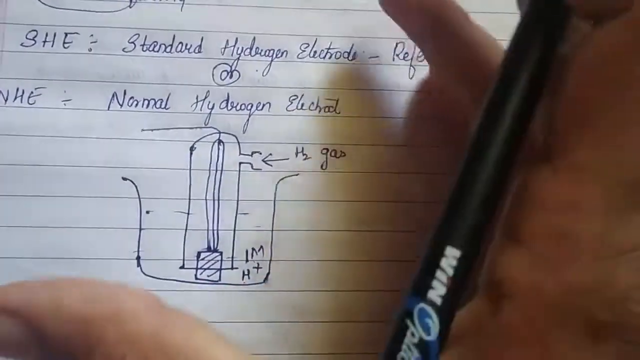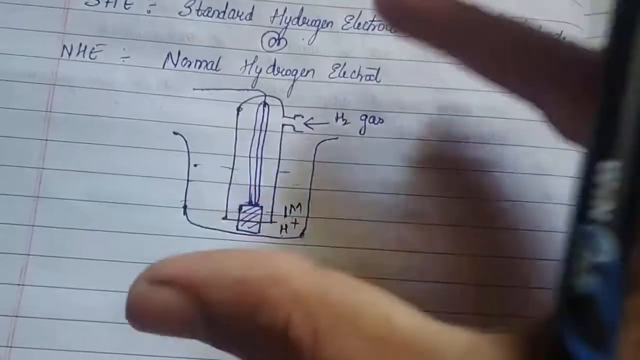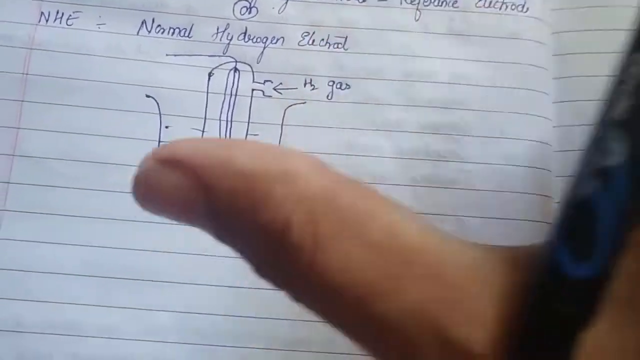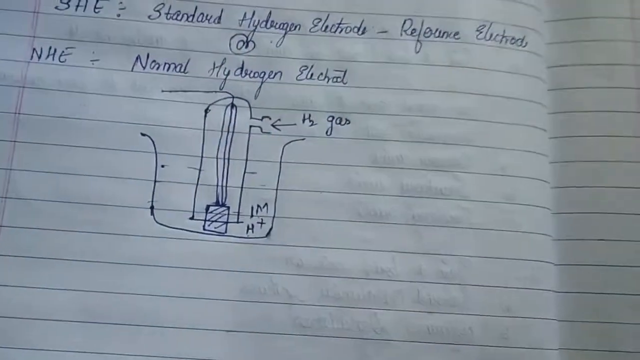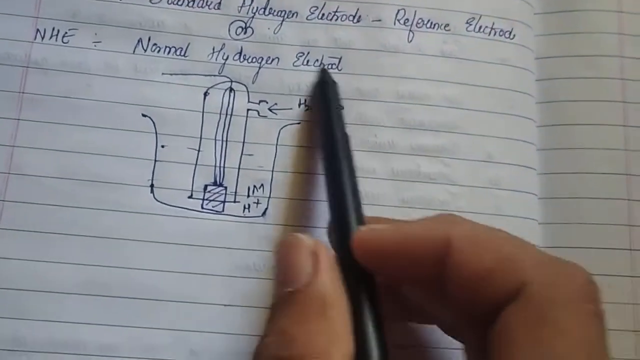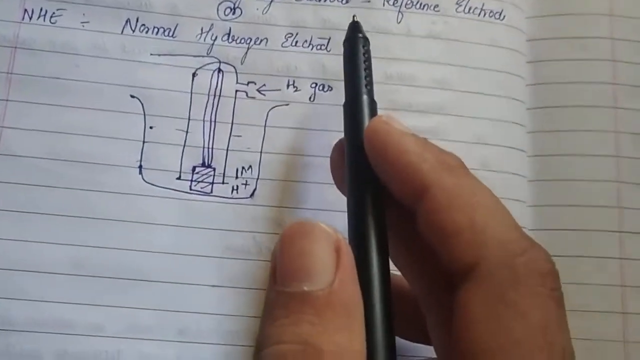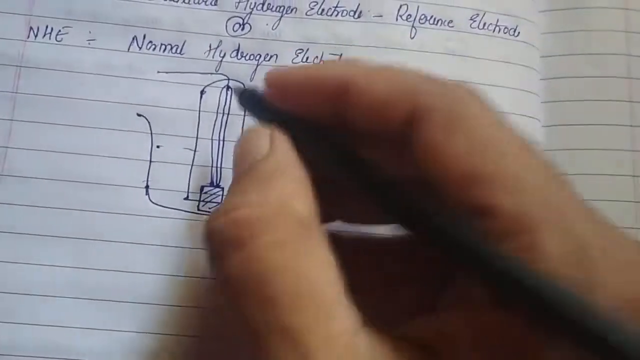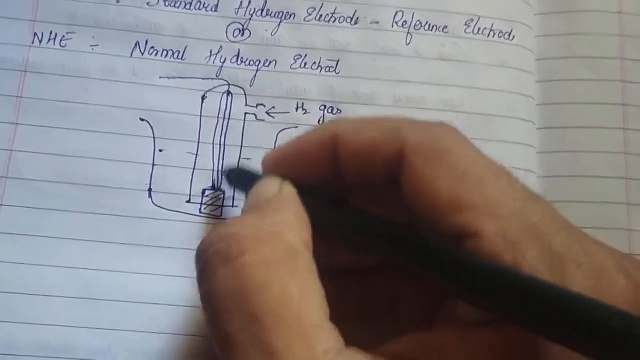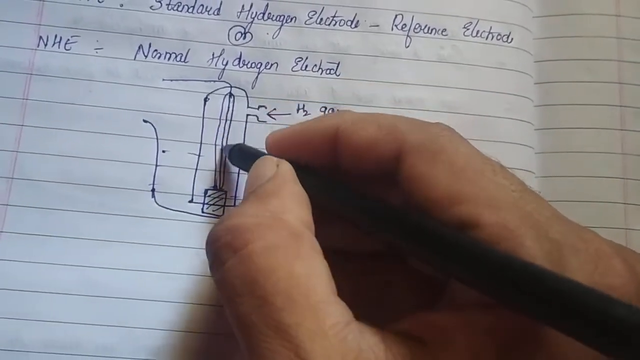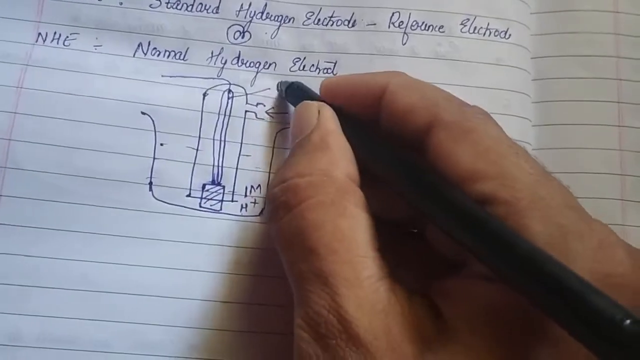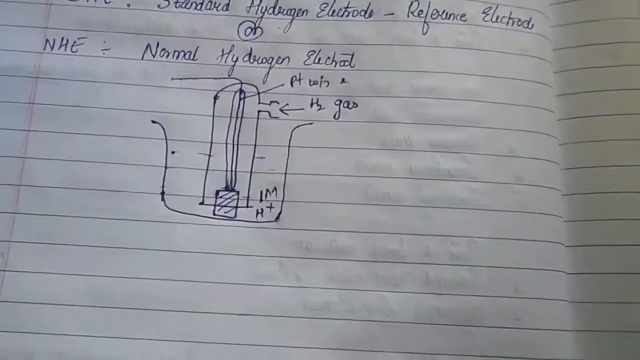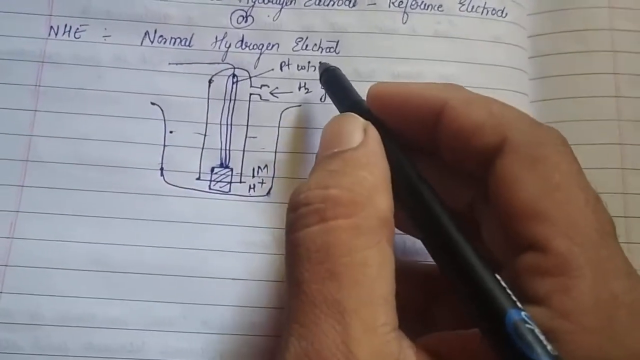The figure looks like your normal hydrogen electrode. A standard hydrogen electrode will be looking like this. So first of all we will see what its contents are. When you are seeing a normal hydrogen electrode or a standard hydrogen electrode, first and foremost, there will be a platinum wire. This part is your platinum wire.